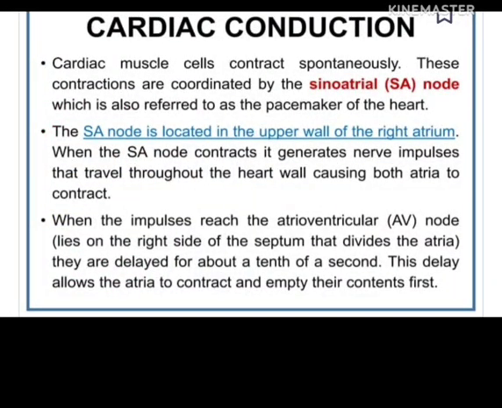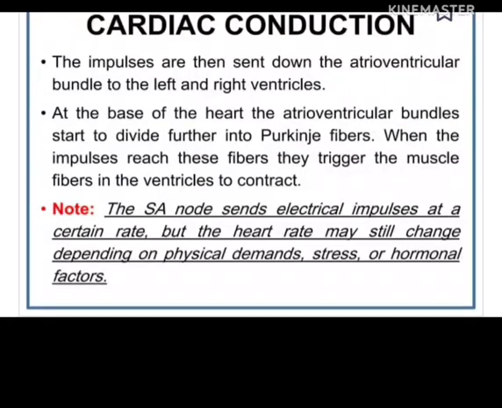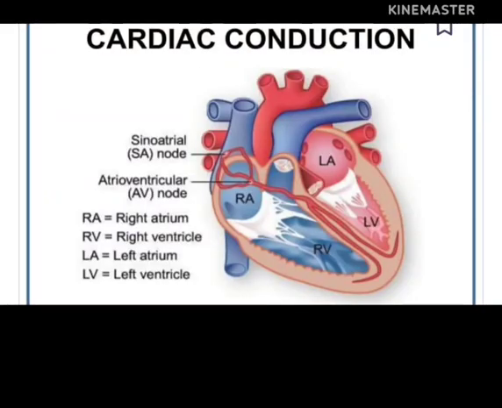Now the cardiac conduction. Cardiac muscle cells contract spontaneously in systole and diastole. These contractions are coordinated by the sinoatrial node, and impulses are then sent down the atrioventricular bundle to the left and right ventricles. The SA node sends electrical signals. Here you can see the SA node and the atrioventricular node.